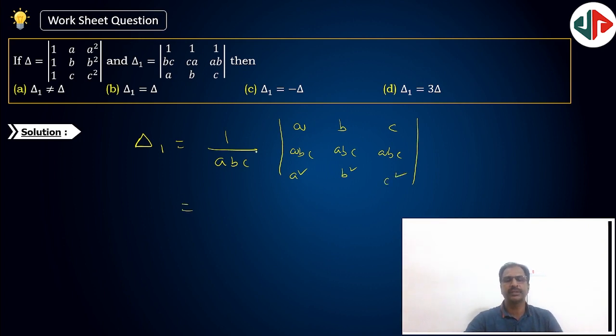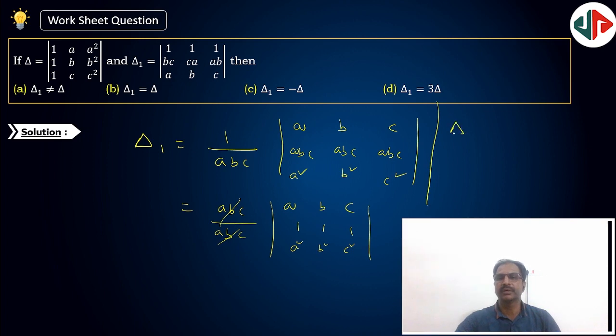So divide with ABC and multiply with ABC. That multiplication, what I did? I multiplied first column with A, second column with B, third column with C. Now I can take ABC common from second row. Then I get 1, 1, 1, A square, B square, C square. These two get cancelled.